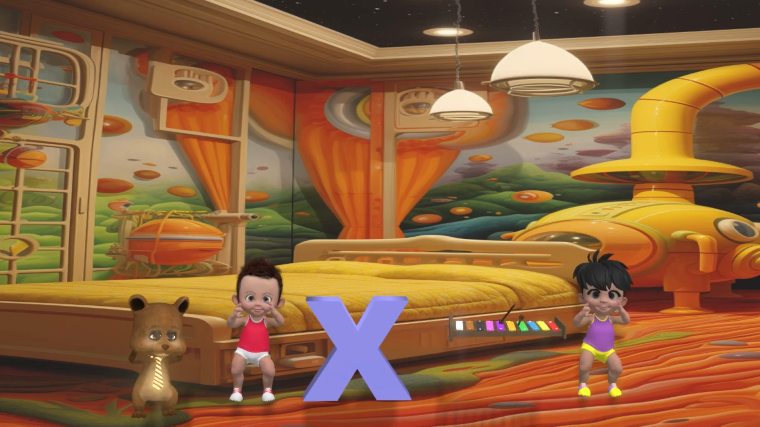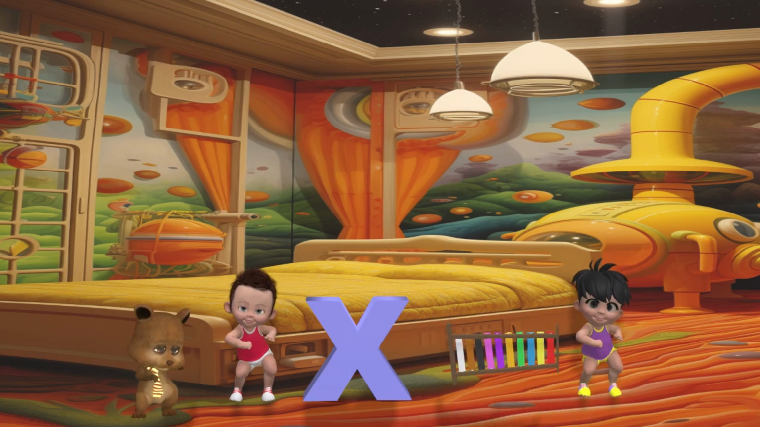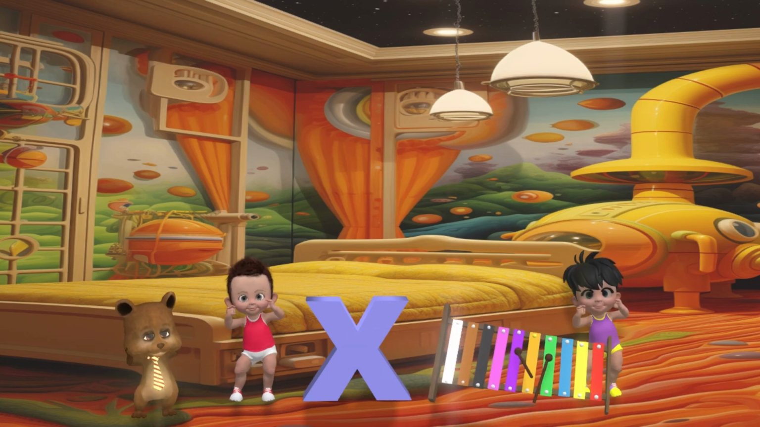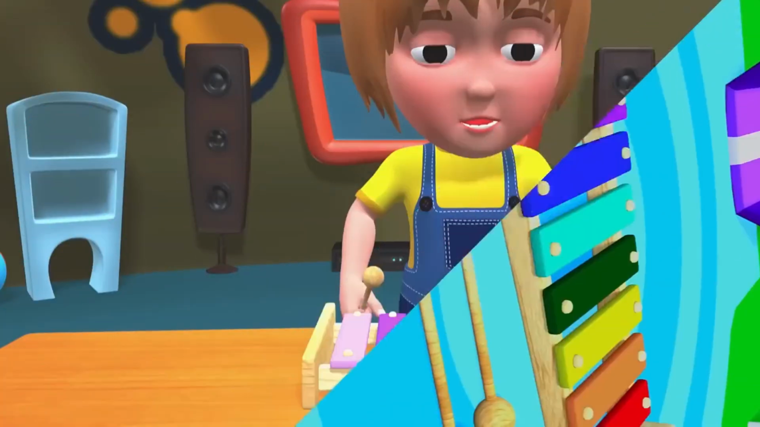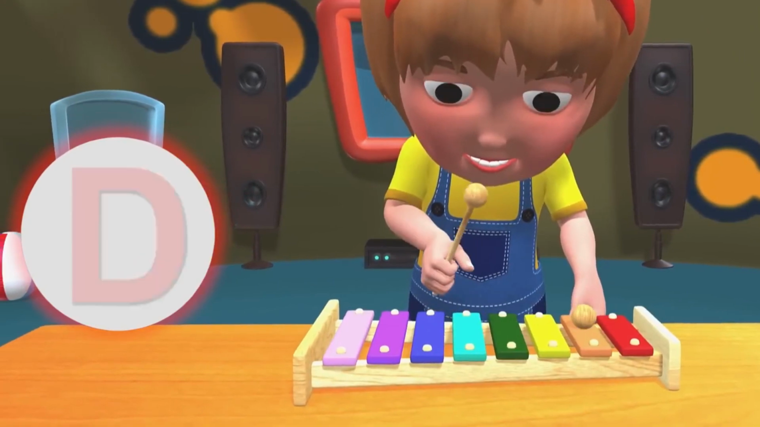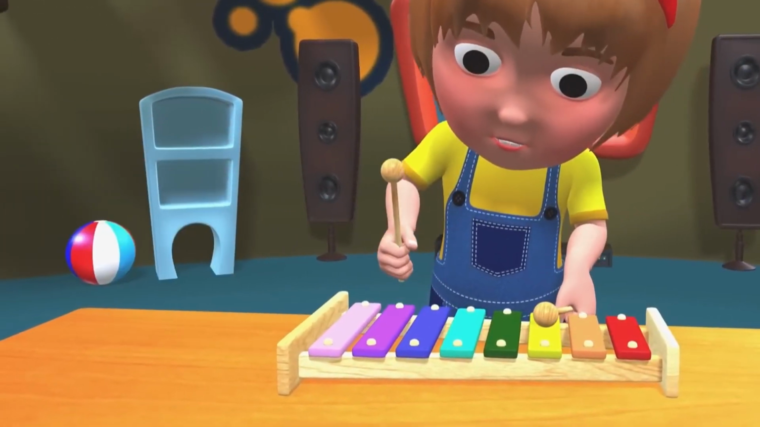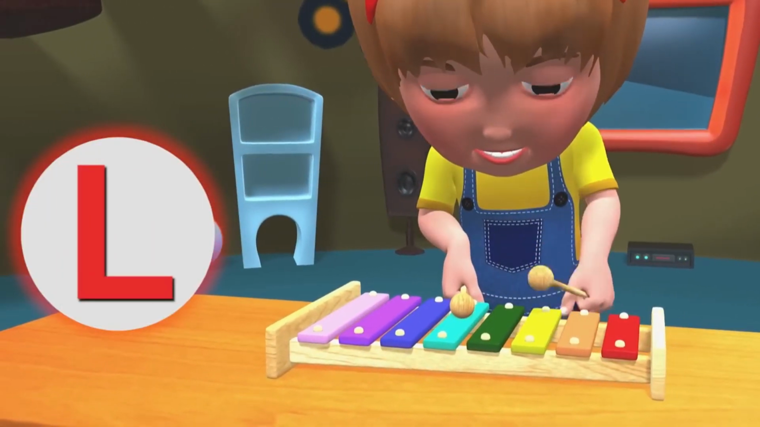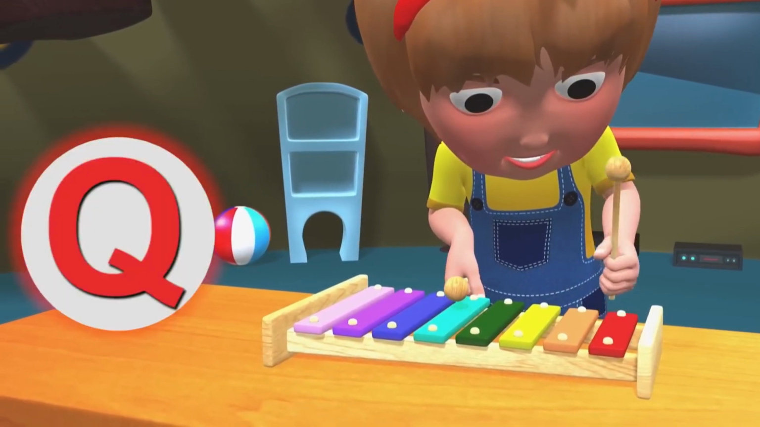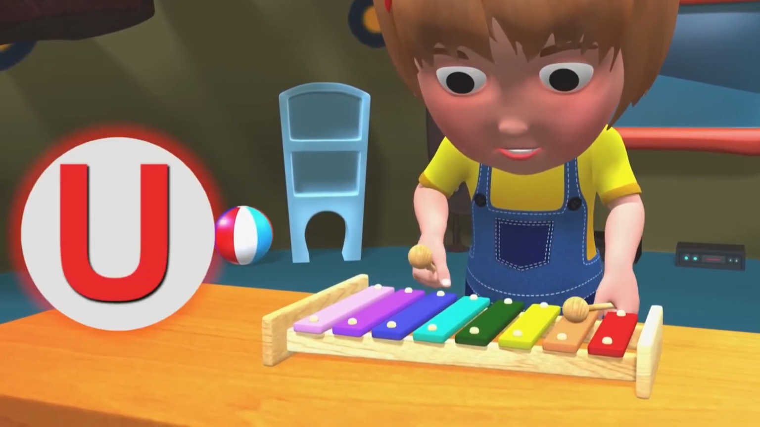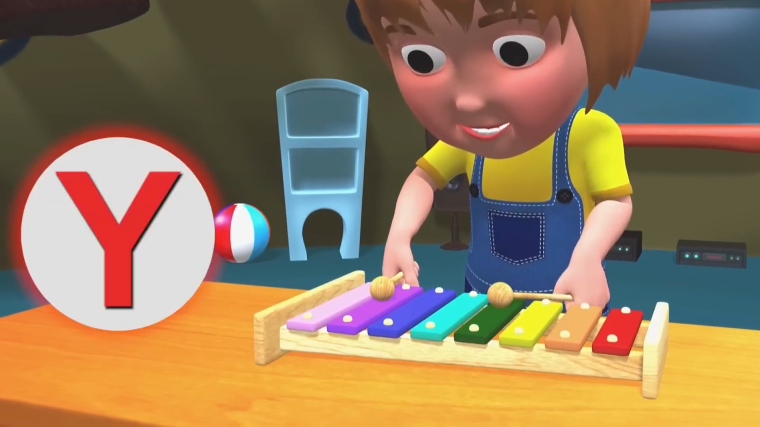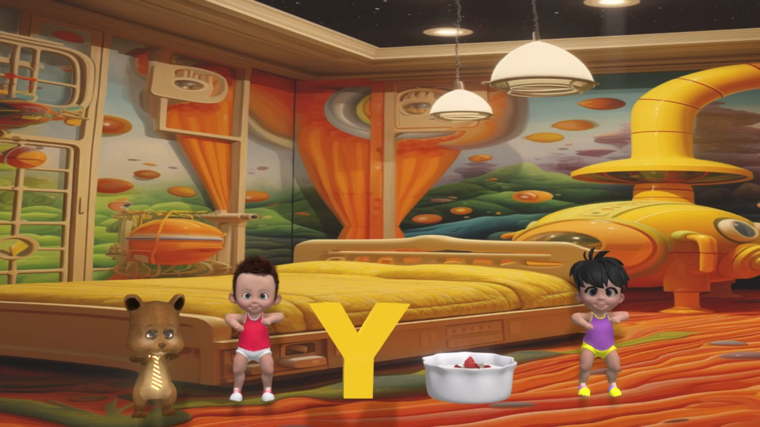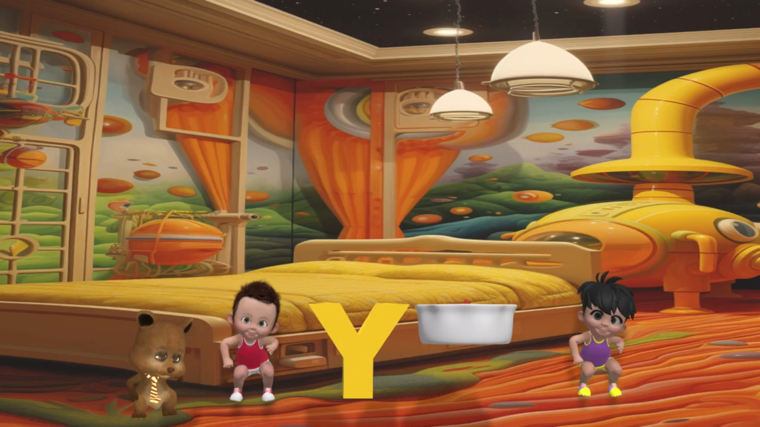X is for xylophone, xylophone. Y is for yogurt, yogurt.